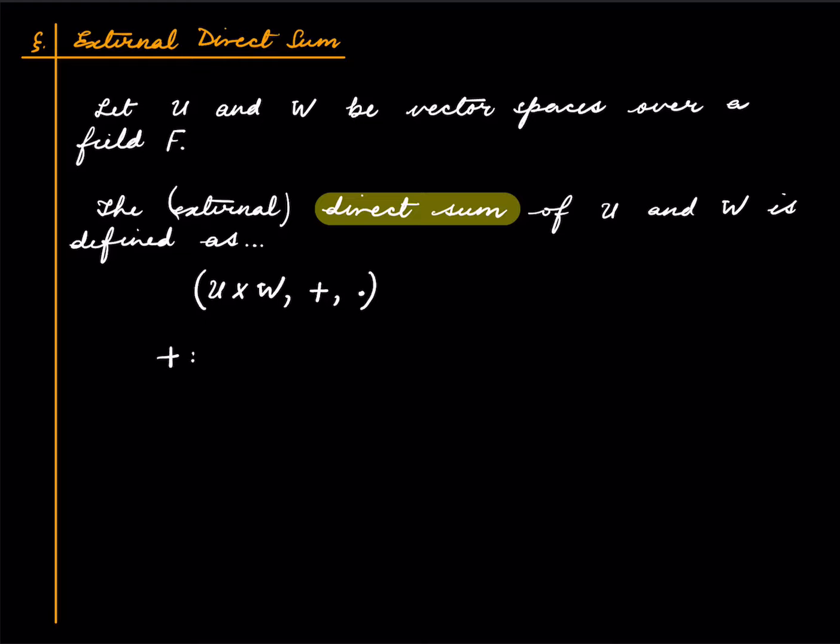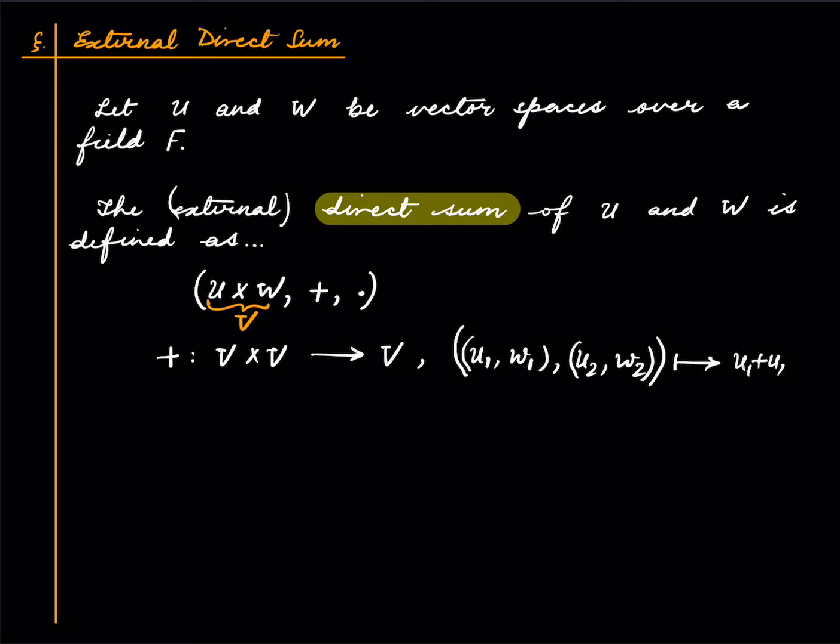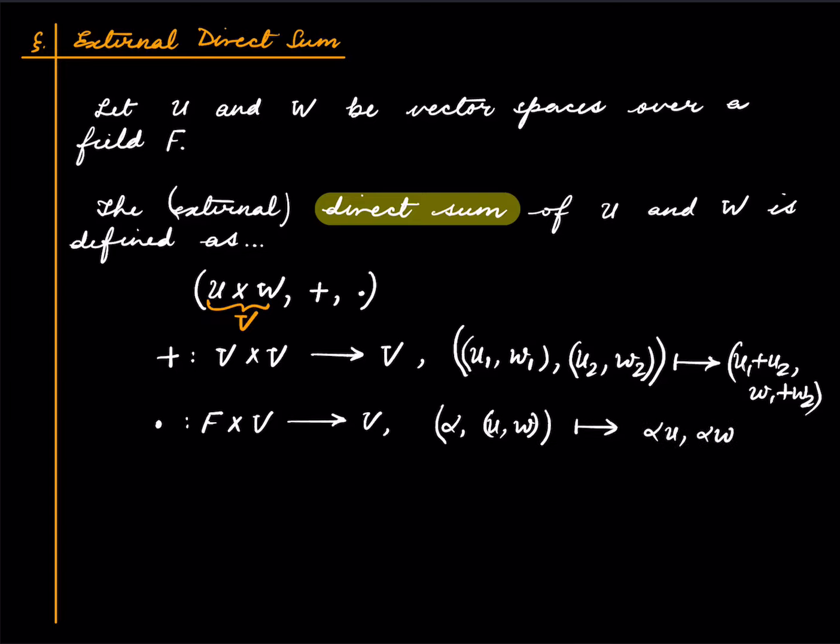So what is this addition function? Let me write this as V, because otherwise it will be very confusing. So this goes from V cross V to V, and here is how the sum is defined. So this is an element of V cross V. This goes to, under the addition, u1 plus u2, comma w1 plus w2. So this plus comes from the addition in U. The other plus comes from the addition in W, even though we use the same symbol for them. So that's how the addition is defined, and the scaling function: alpha comma u comma w maps to alpha u comma alpha w. And one can easily check that this is indeed a vector space.